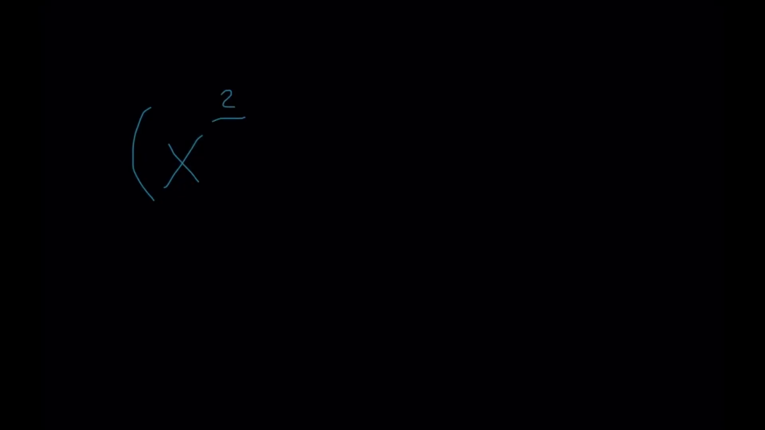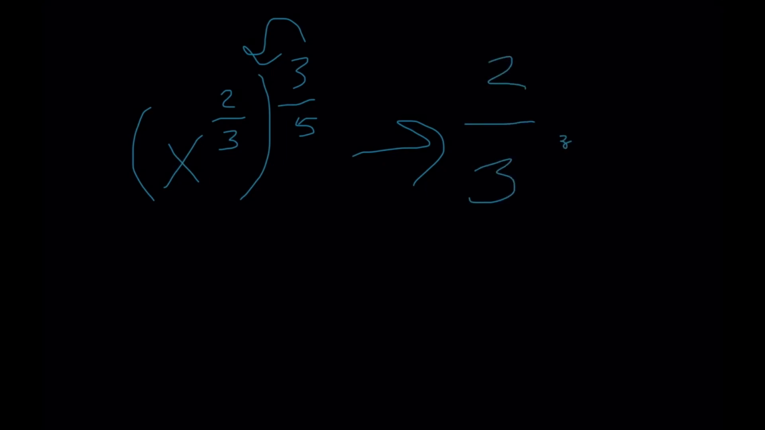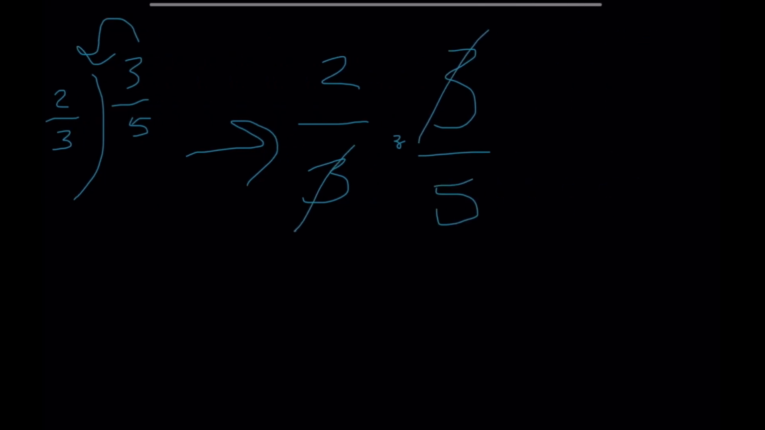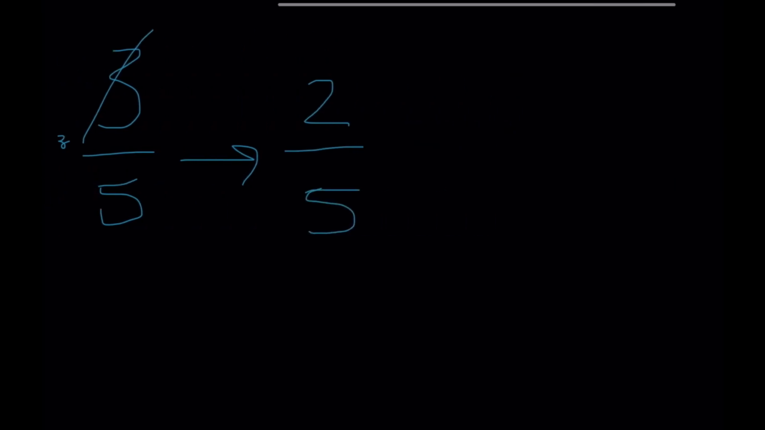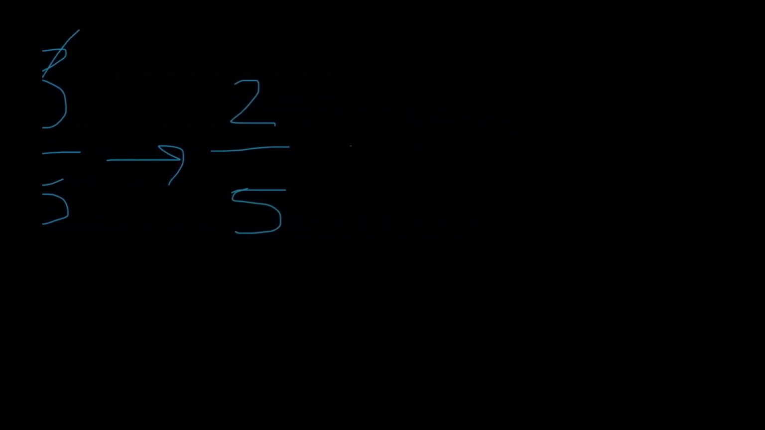Okay, so what we have inside of our parentheses is x with the exponent of 2 over 3, and then outside of the parentheses we have 3 over 5. What we're going to do is just take 2 over 3 times 3 over 5, because we have to distribute. And then if we cross cancel the 3's, we're just left with 2 over 5. So this gives us x with the exponent of 2 over 5. Super easy.